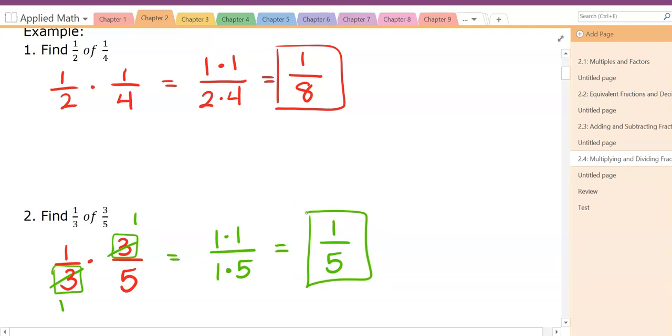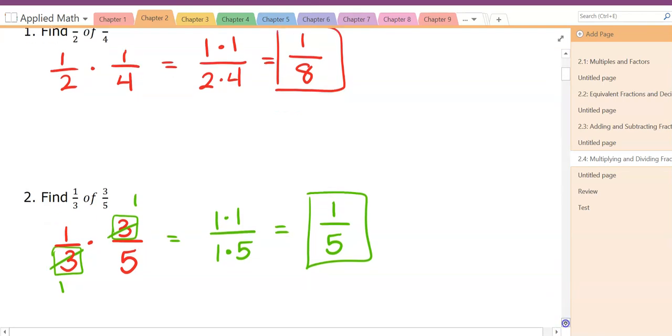If you didn't reduce, you would get 3/15. Then you would have to take a 3 out of both. So you would still have to reduce it. You would still get down to your 1/5. So it shouldn't matter which you decide to do. It's just, like I said, sometimes it's nice to simplify first, because then you're dealing with smaller numbers and your answer is already going to be reduced at the end.